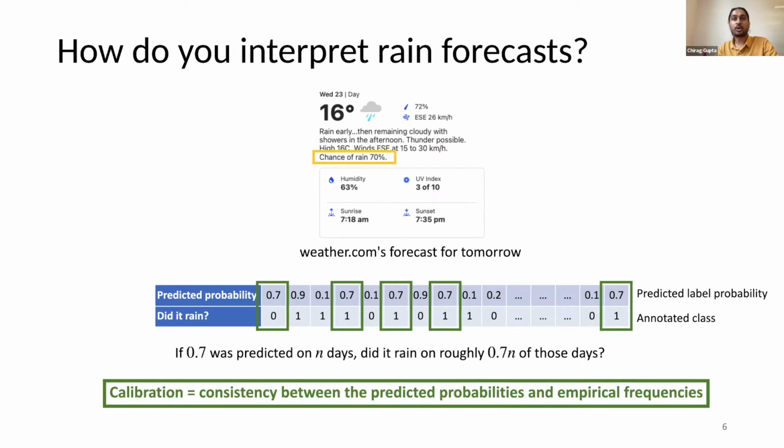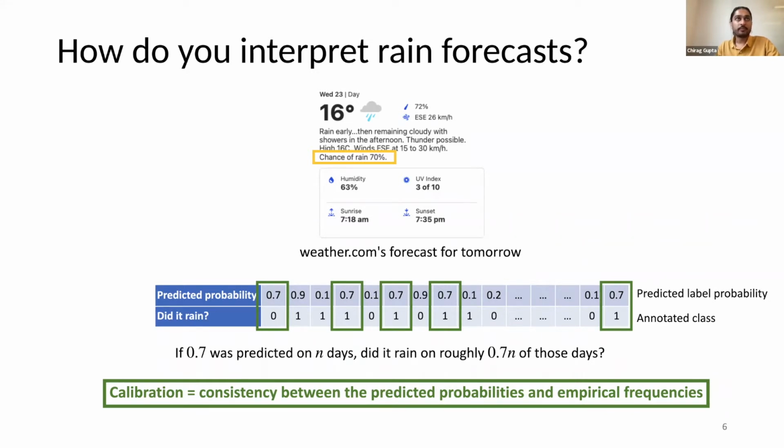And on the next slide, I'll go into the ML setting where these probabilities will be the predicted label probabilities by your classifier, and the zeros and ones will be your annotated class. In the case of rain, you can just look outside your window and you know whether it rained or not. But here, when we say zero, it's the label annotated by some annotator who we assume would be the ground truth.